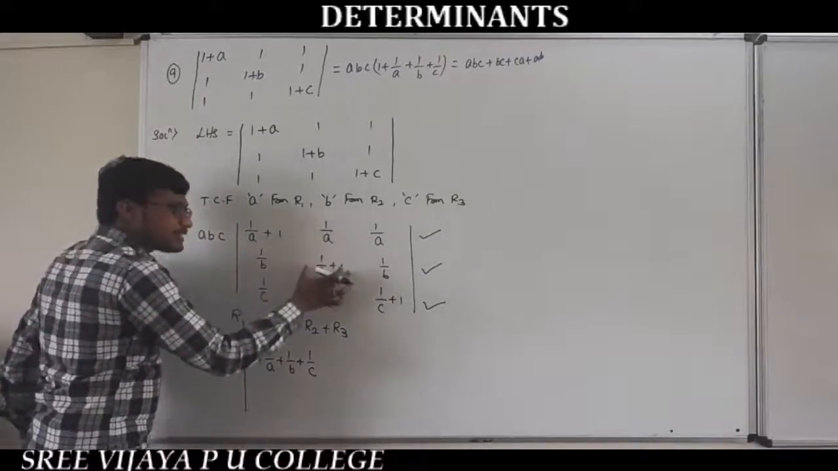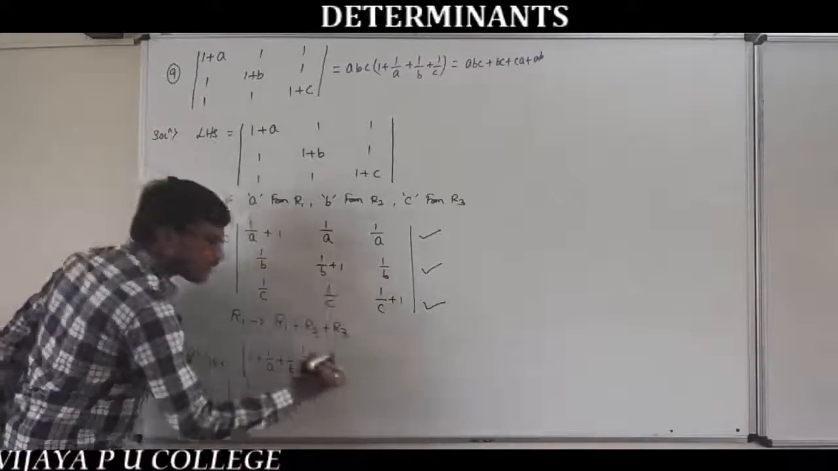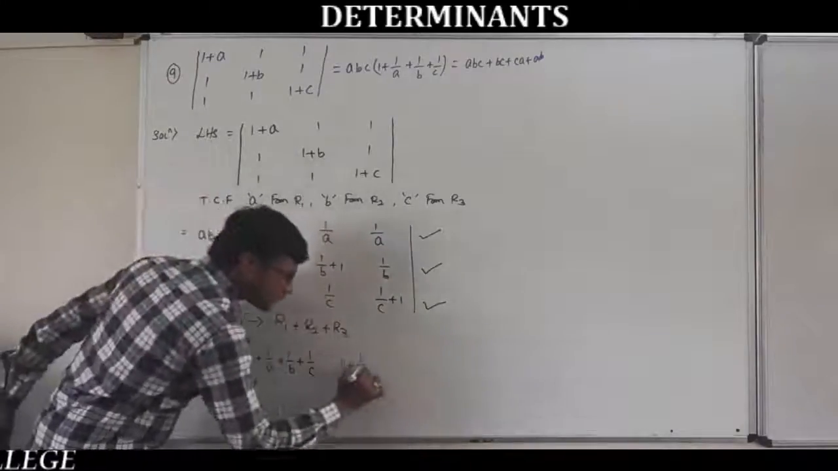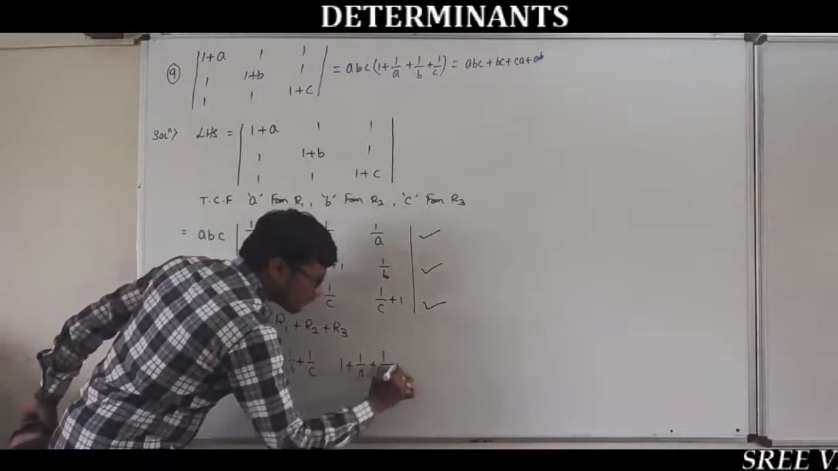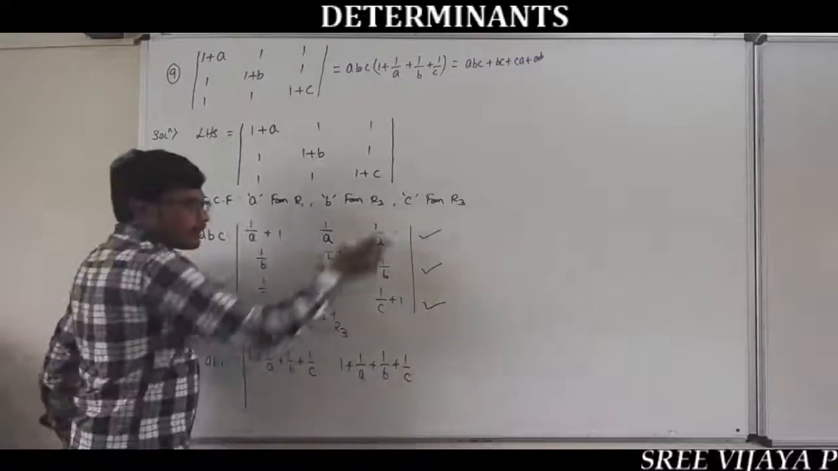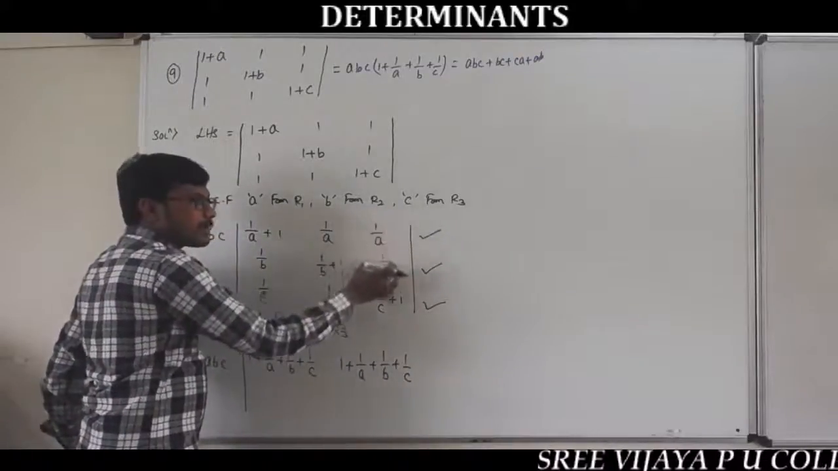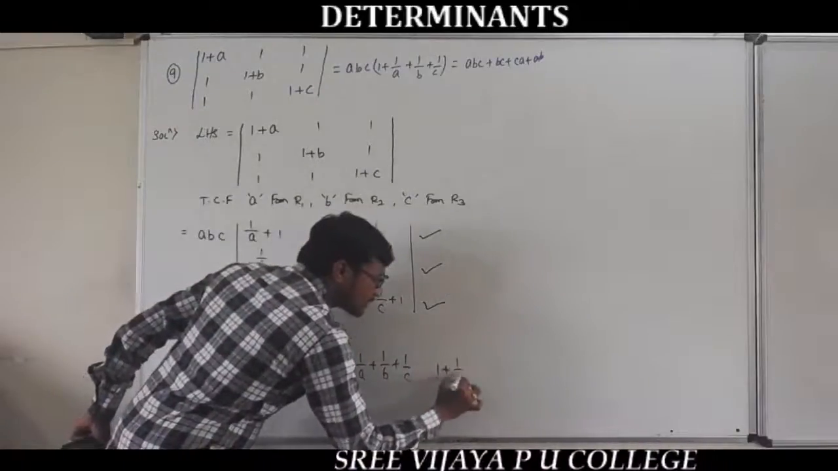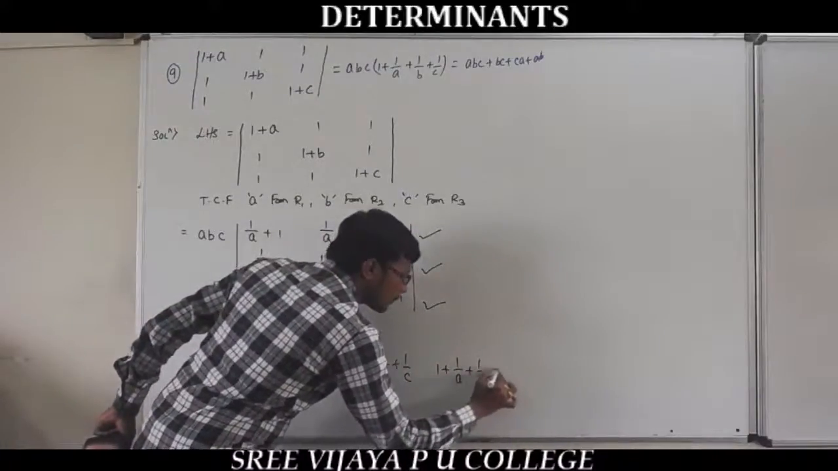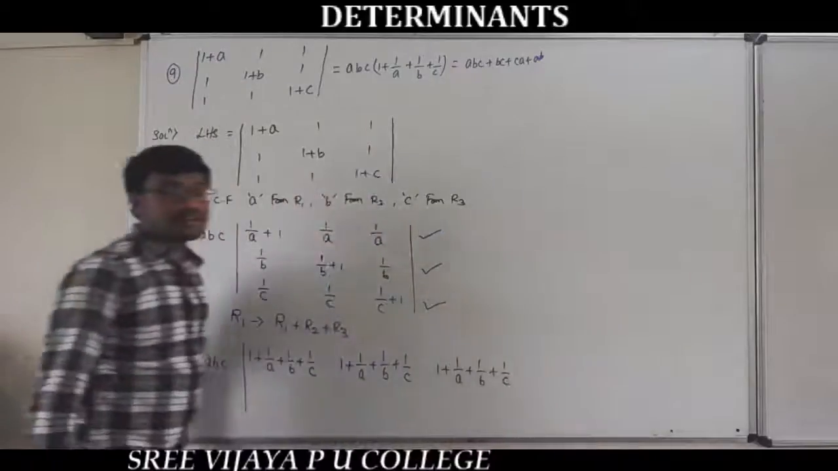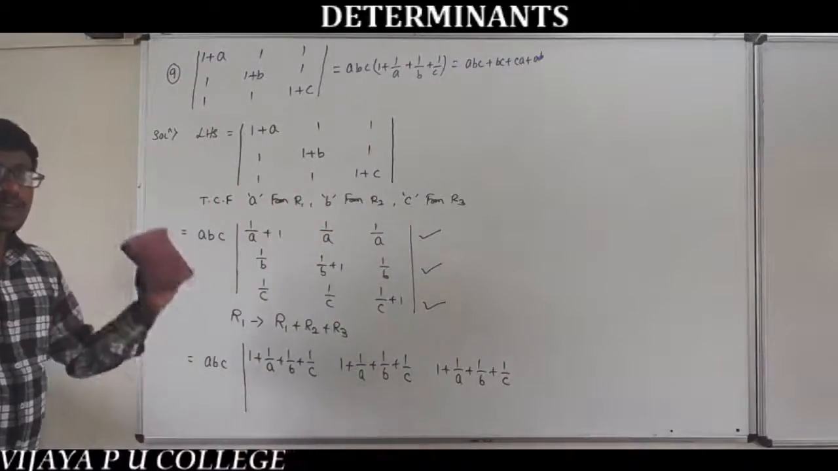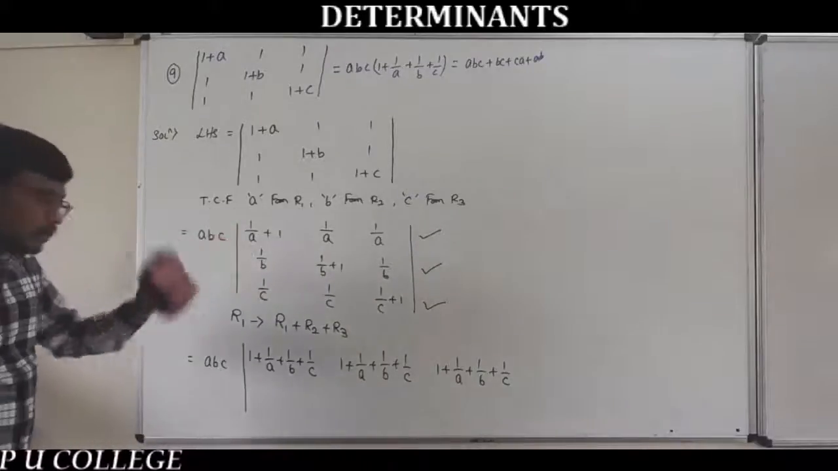Same, this plus this plus this. Again, this can be rewritten as 1 plus 1 by A plus 1 by B plus 1 by C. Again, these three elements add 1 by A plus 1 by B plus 1 by C plus 1, I can rewrite as 1 plus 1 by A plus 1 by B plus 1 by C. Again, all are same, nothing will change here. Okay. What about R2 and R3? They stay as they are because we are applying the operation only to R1 but not R2 and R3.